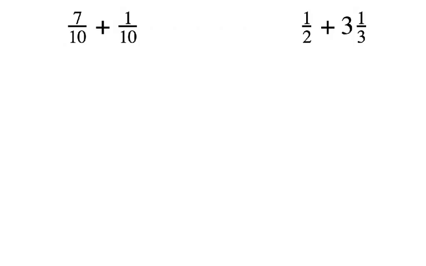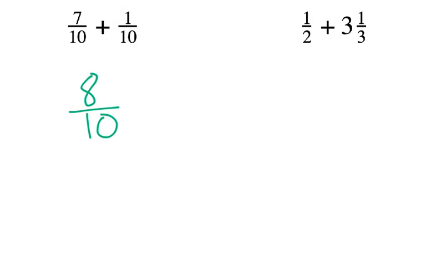The most important thing with adding fractions is that you're adding the same denominators, which means you're adding the same thing. So if I've got 7/10 and I'm adding 1/10, that's just 7 plus 1, and that's going to equal 8/10. Since they were both tenths, we don't really have to do anything. 7/10 plus 1/10 is 8/10.